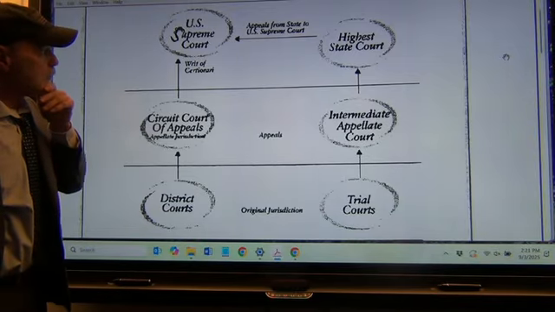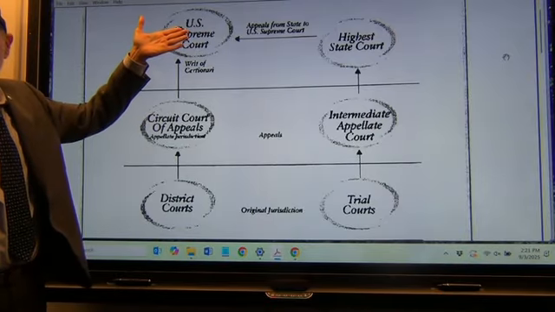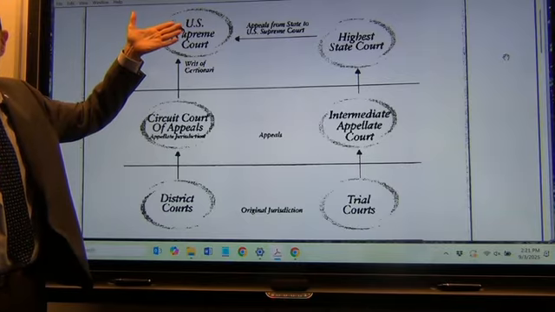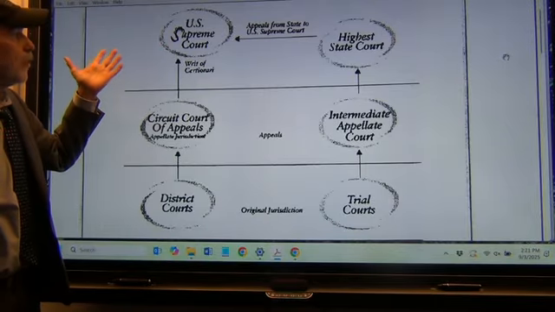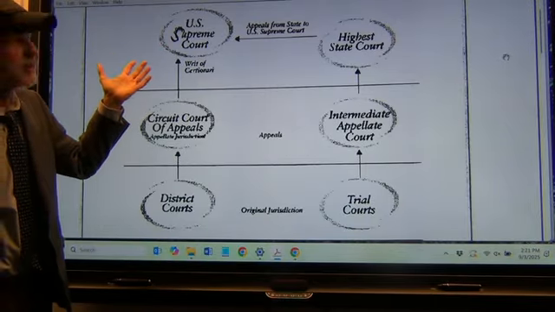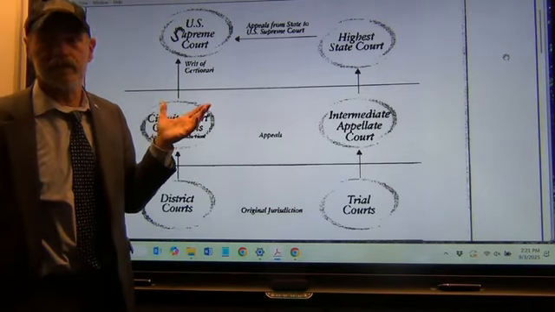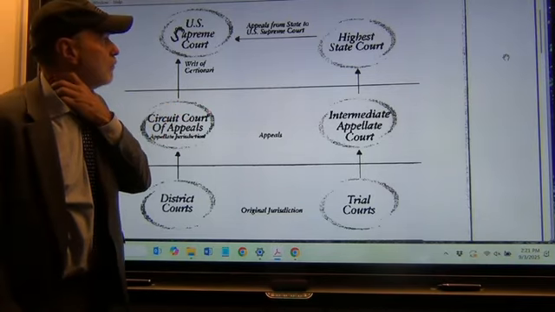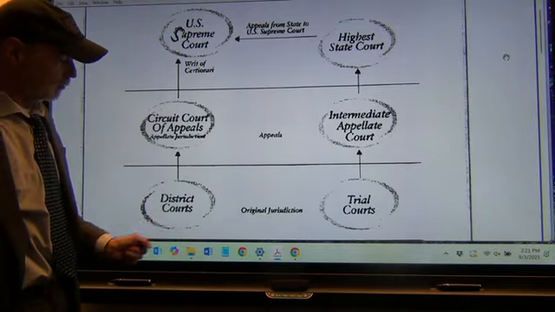So we'll start at the top. Everybody's heard of these guys. There are 9 of them. The justices of the United States Supreme Court. They are appointed by the president, the Senate confirms them, and they have the last word on all matters of federal law in the United States. We know about them. Now let's jump back down to the bottom.